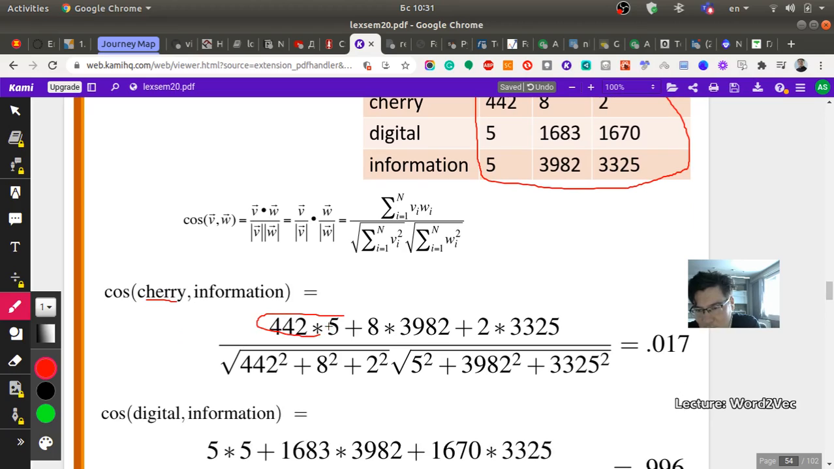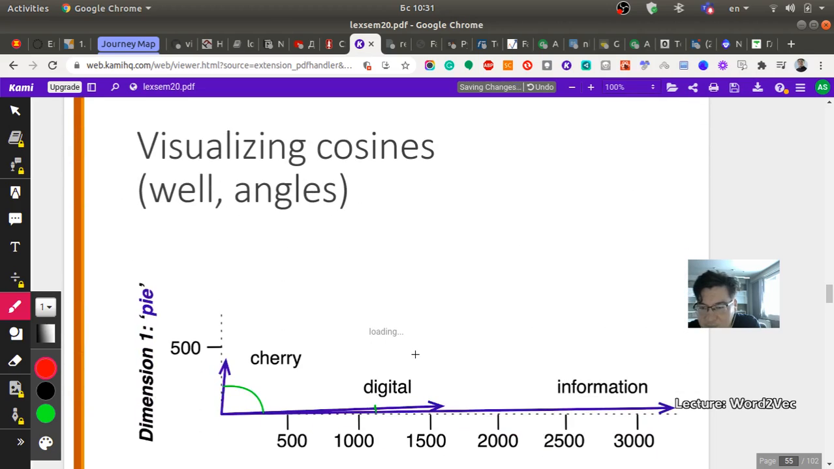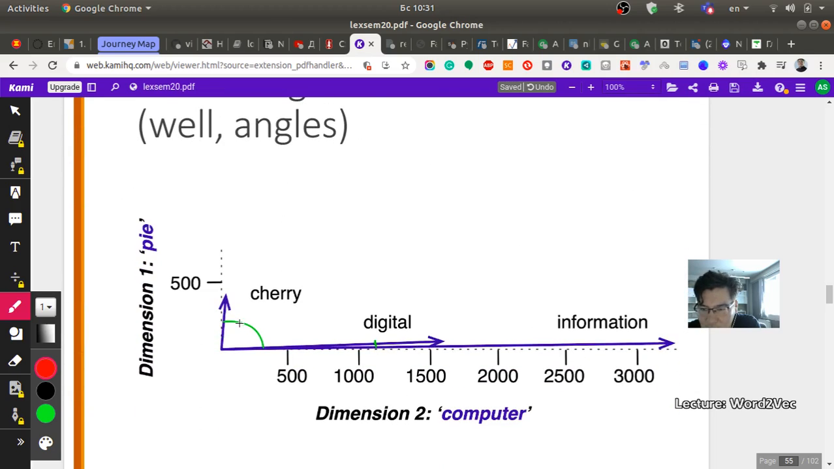So for example, this one and this one. This is cherry and digital. The cosine distance between these, and this one is the distance between digital and information. So it means that digital and information are very near to each other.